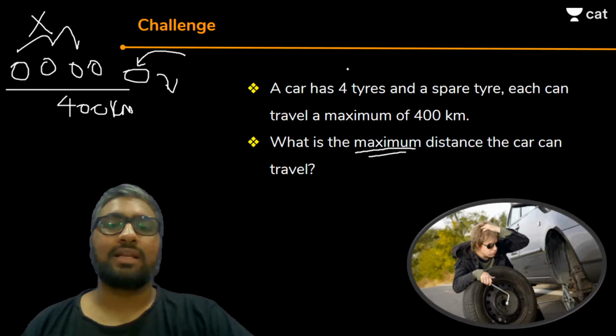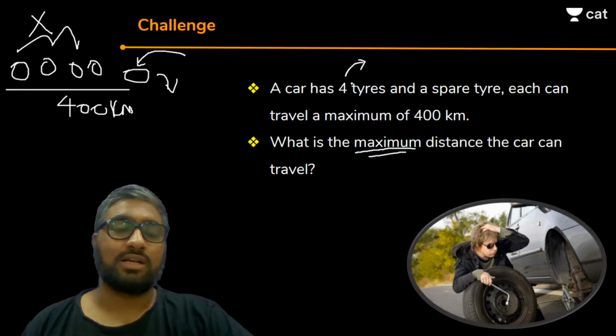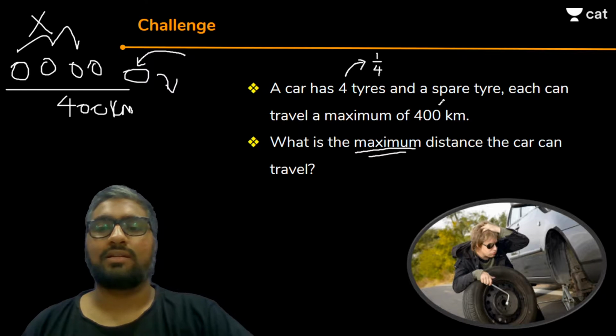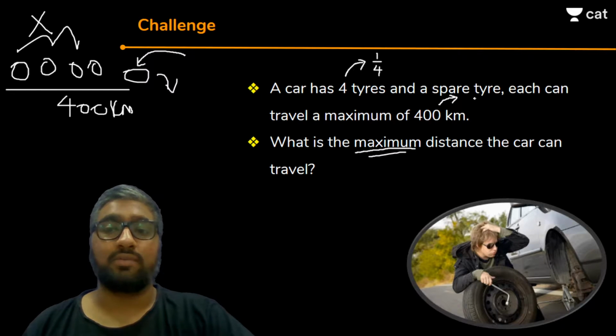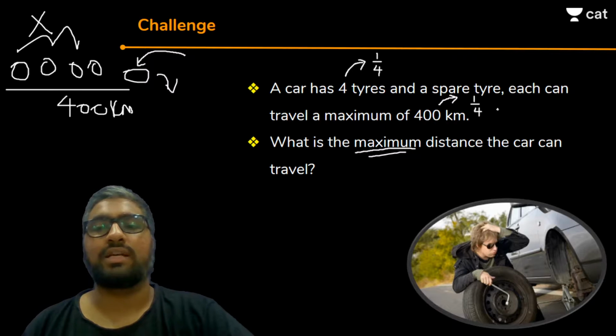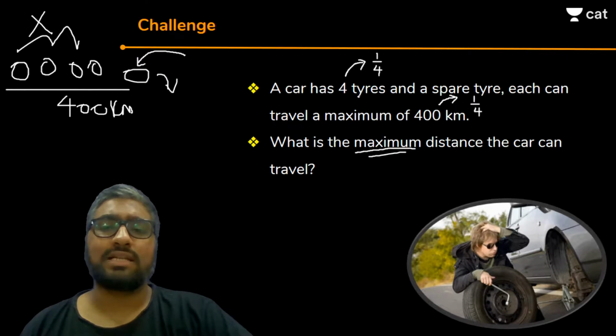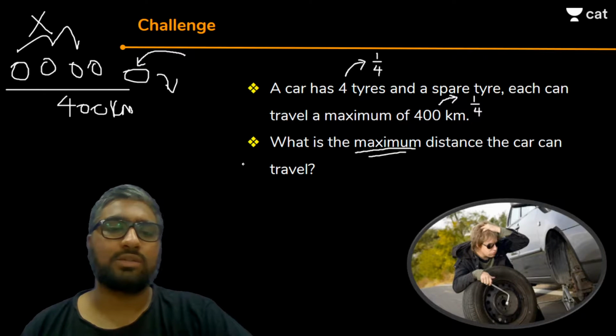What's happening here? A quick shortcut to understand this. If the number of tires increases by 1 over 4, then the distance would also increase by 1 over 4. Four tires already, one spare, so a 1/4 increase, so the distance will also increase by 1/4, 500. If you haven't understood this, then just split the 400 kilometers into 100, 100, 100.